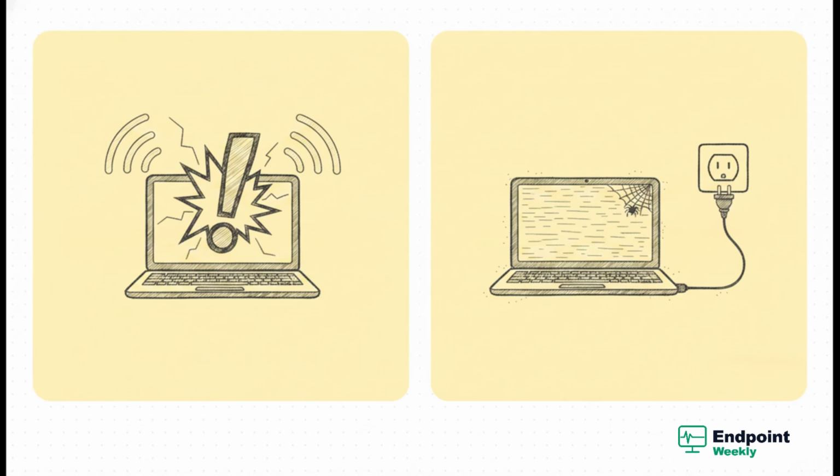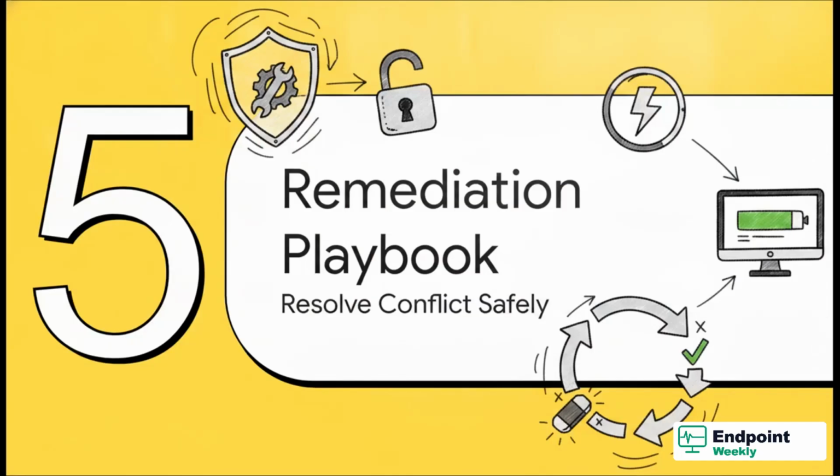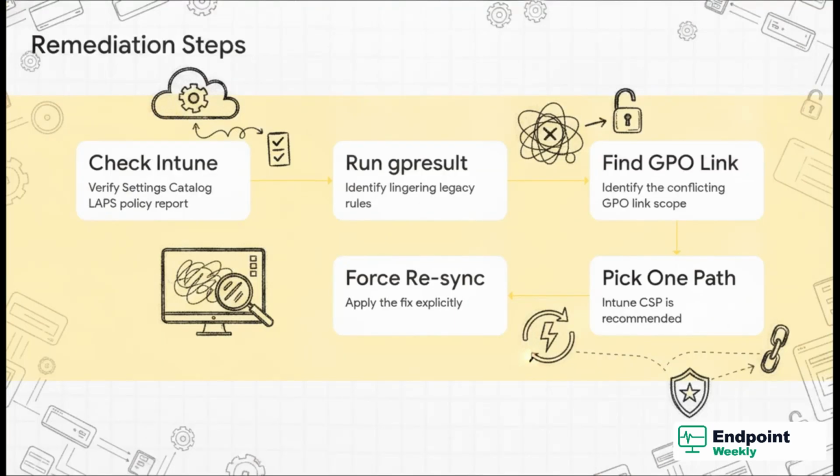The remediation for the policy conflict is an engineering fix. The remediation for the offline device, well, you're going to have to send someone to go physically find that laptop. Finally, we reach Section 5, the remediation playbook, resolving the conflict safely. Okay, we've identified the silent failures, so let's walk through the exact engineering steps required to remediate your fleet.